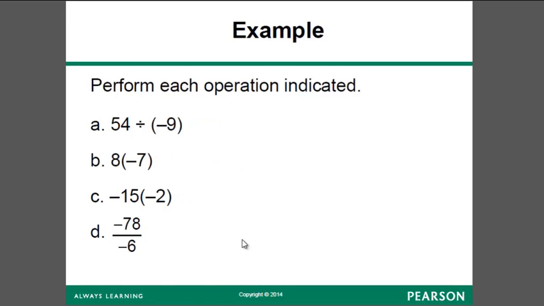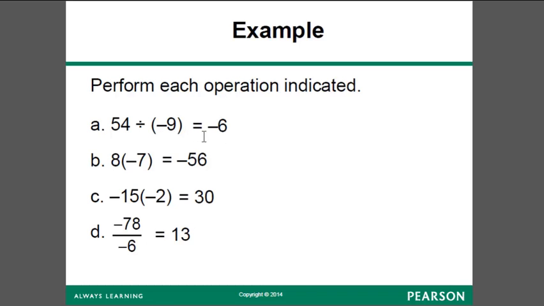Let's look at a few more examples. Perform the indicated operation. I have 54 divided by a negative 9. 8 times a negative 7. Negative 15 times a negative 2. Negative 78 divided by a negative 6. See what you get. Did you get these answers?